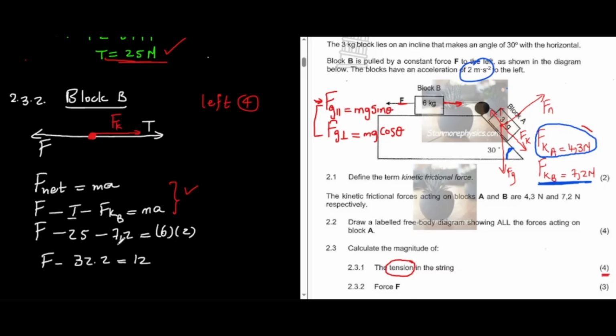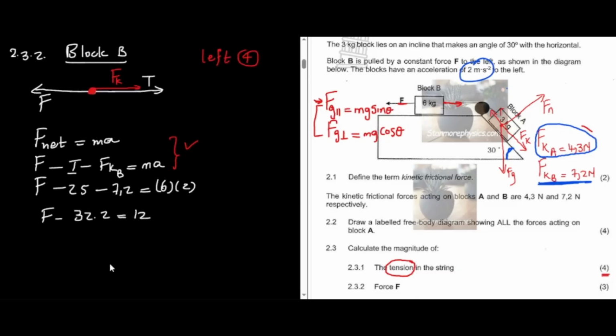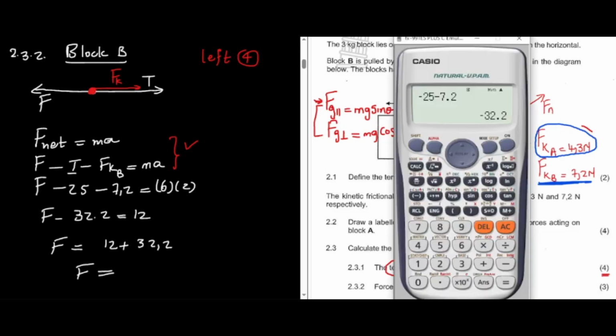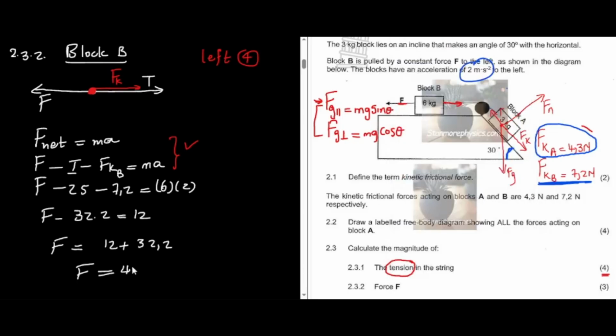So we just have to bring the 32.2 to the other side to be positive. This will be 12 plus 32.2, and when you add those, we get the force to be equal to 44.2 newtons. 44.2 newtons. And this is your answer, and I'm happy with that.